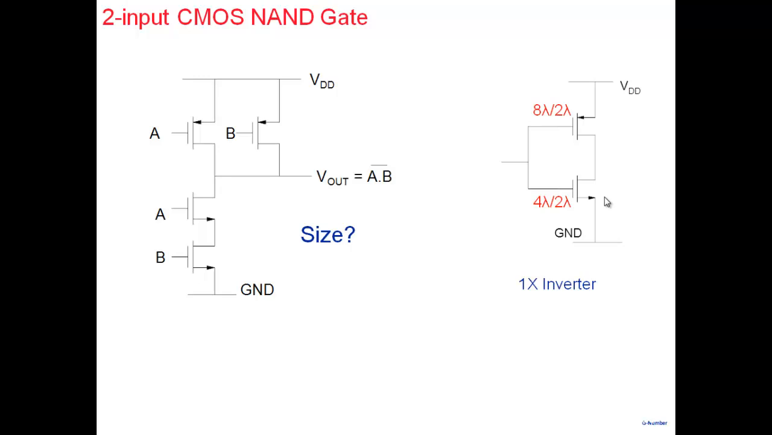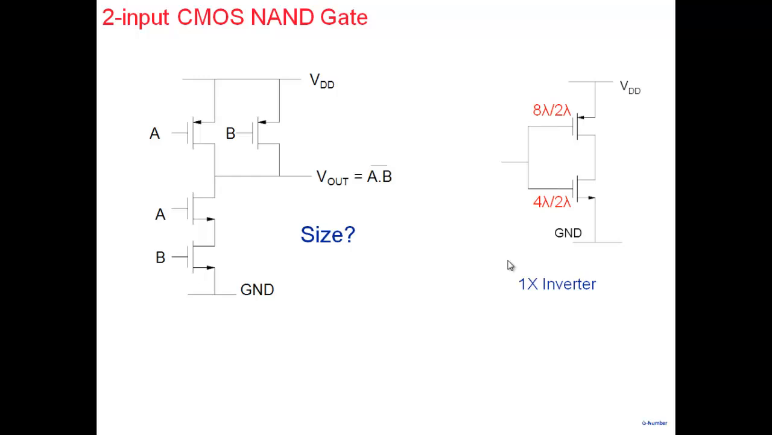So I may have a 1x inverter with 6 lambda by 2 lambda here and 8 lambda by 2 lambda here. That's also a viable 1x inverter. So what I'm pointing out is not unique. You should not always say that a 1x inverter is going to be 4 here and 8 here. It need not be. You can make choices. You can make this 6 and you may make this 6 also, 6 lambda by 2 lambda here and 6 lambda by 2 lambda there. That's also fine, unless somebody specifically tells you, I want a perfectly symmetrical VTC.